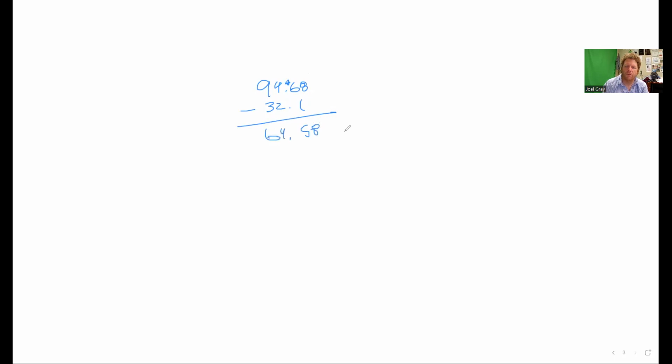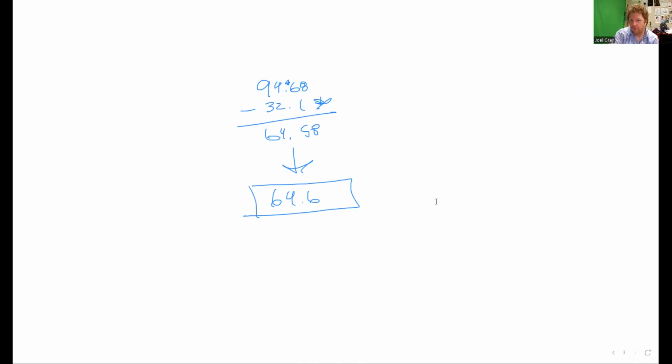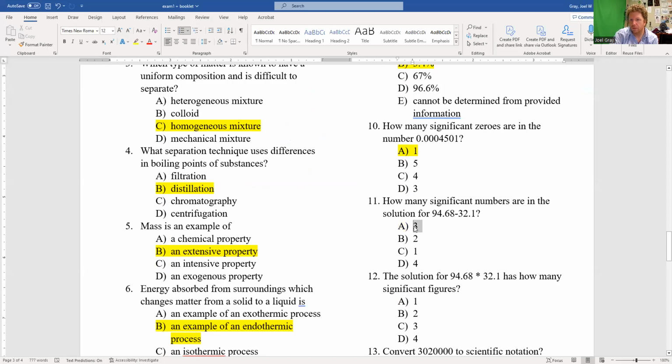So 64.58. Well, this number, we've got to get it to the right number of sig figs, which is influenced by that 32.1. So we're going to have one number beyond the decimal place. So we're looking at 64.6 as our answer. 64.6 is our answer for that subtraction. Now, this question is not asking about the result, but rather about the number of sig figs that are in the answer. And that would be 3.